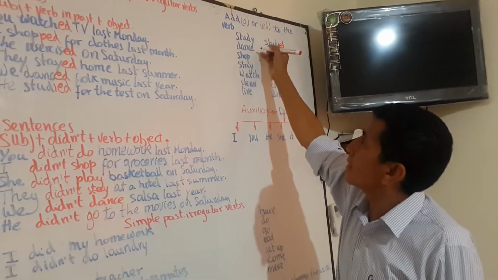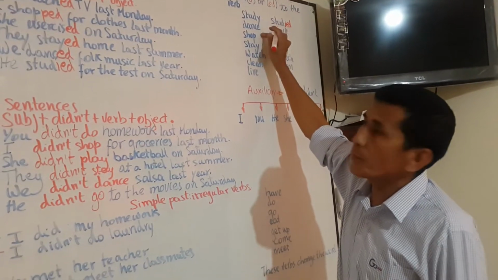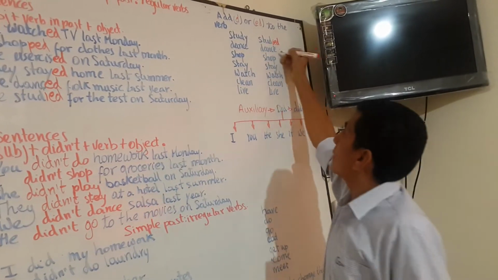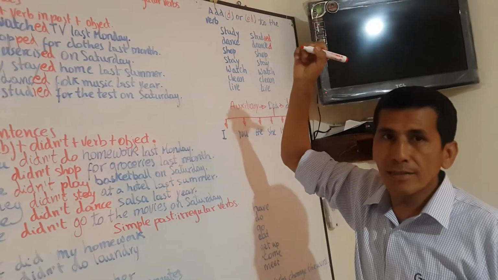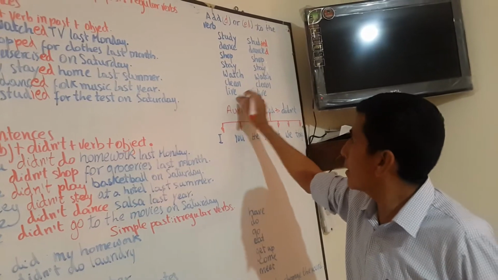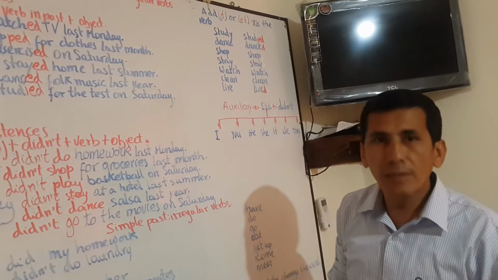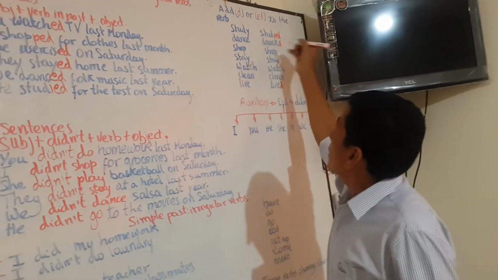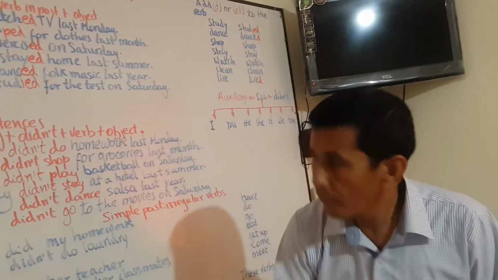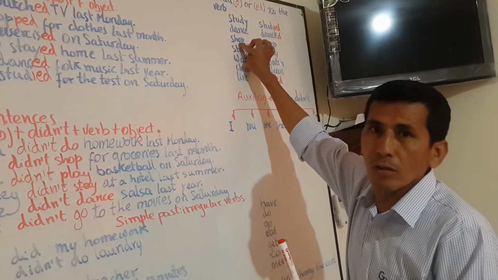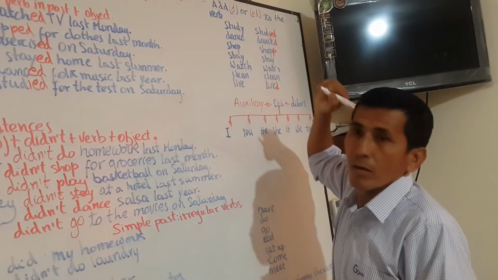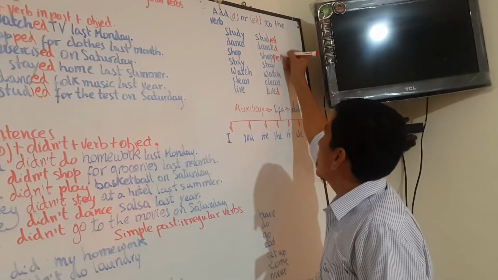Now we have dance. Dance is another case. Dance finishes in e. When the verb finishes in e, you only add d. So you say danced. Another one here: live. It has e, so simply add d. In the case of shop, shop is a verb that has only one syllable and finishes in vowel plus consonant. In that case, you need to double the last consonant. So, p plus ed. Shopped.